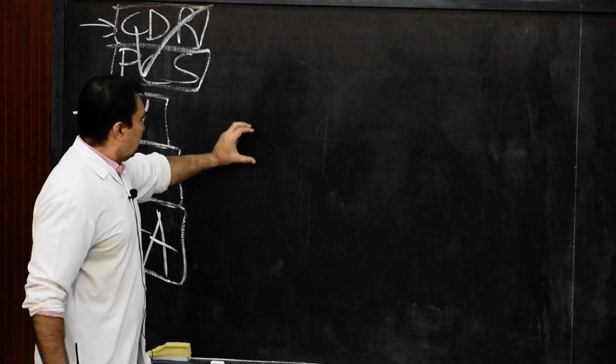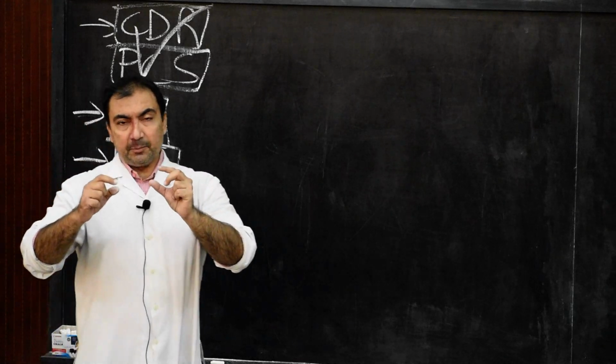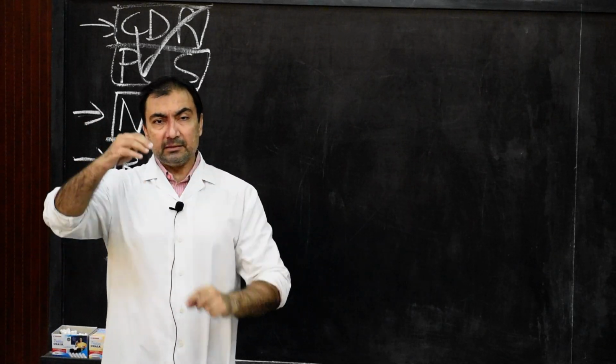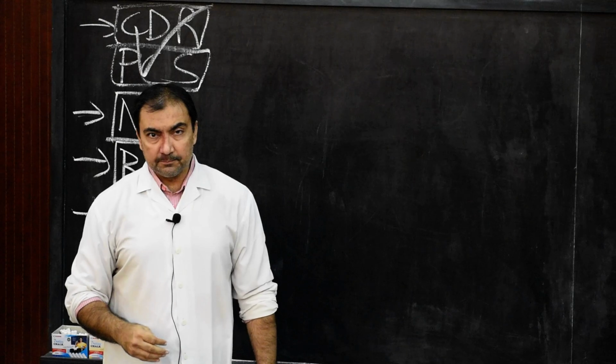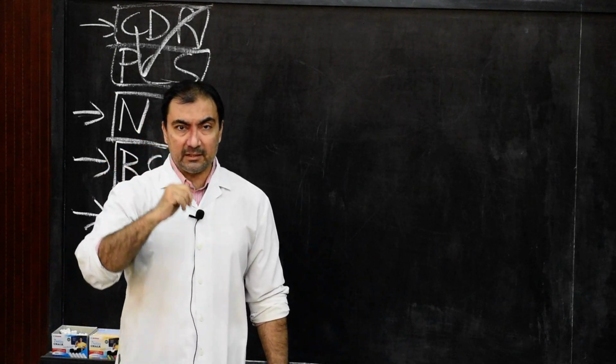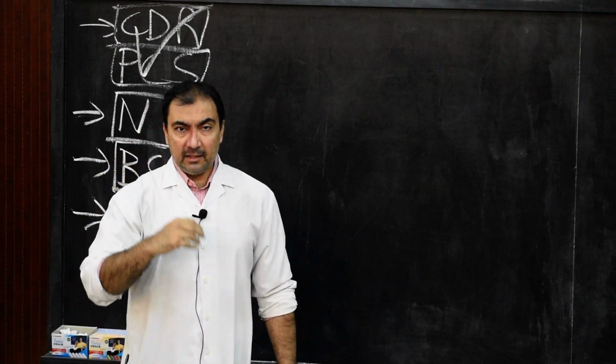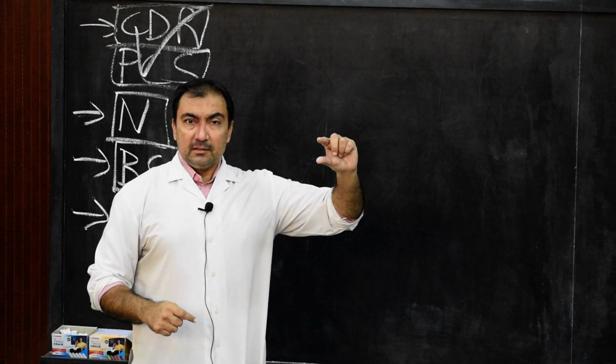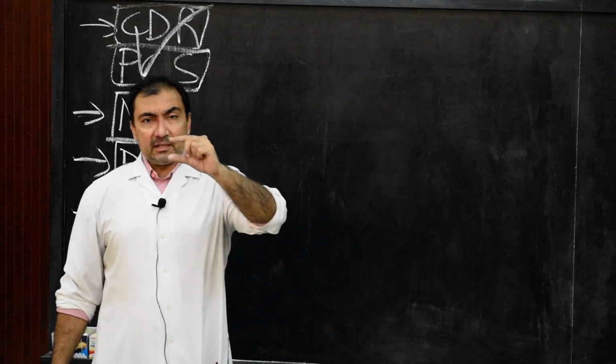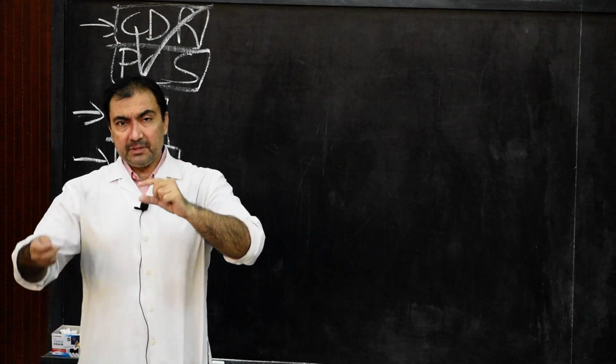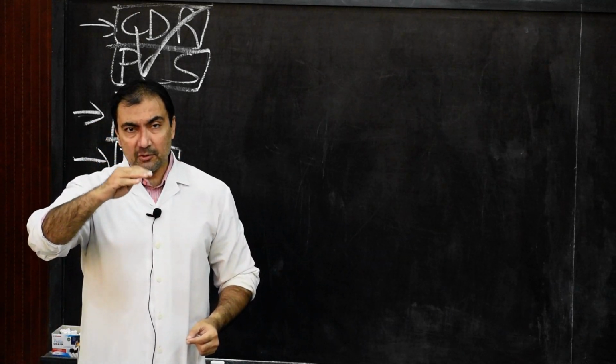Basically it is a cleft-like potential space which is present beneath the lower limit of the pleura and the lower border of the lung. Once again, I'll discuss this definition. It is a cleft-like potential space which is present beneath the lower limit of the pleura and the lower border of the lung.